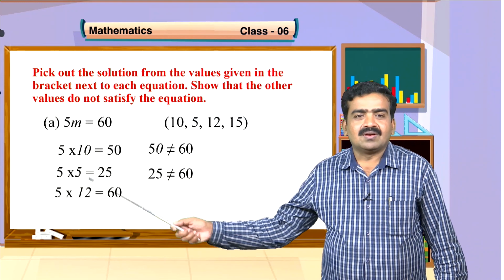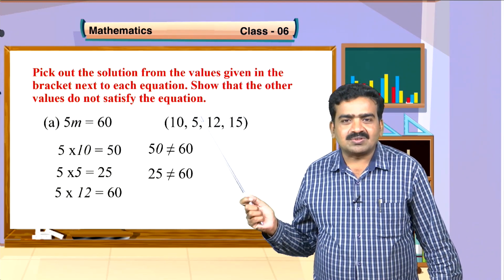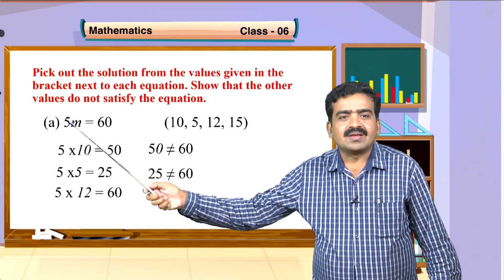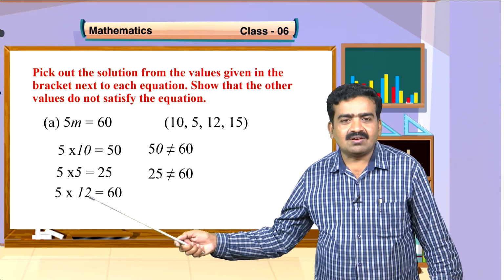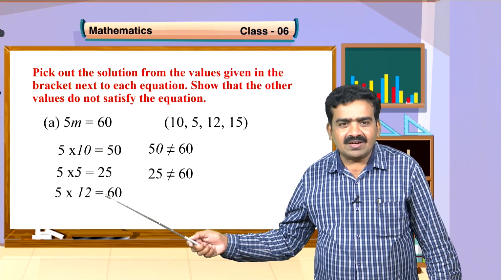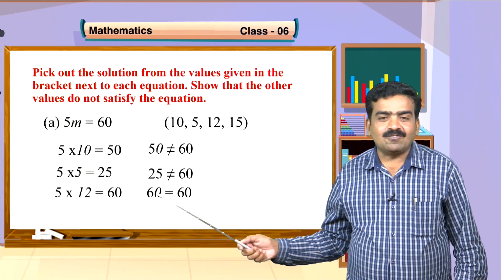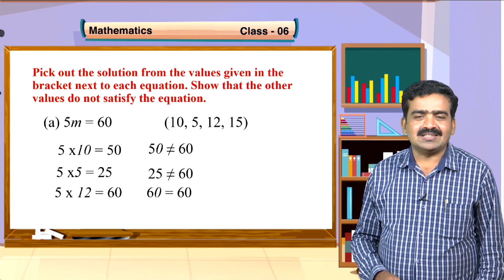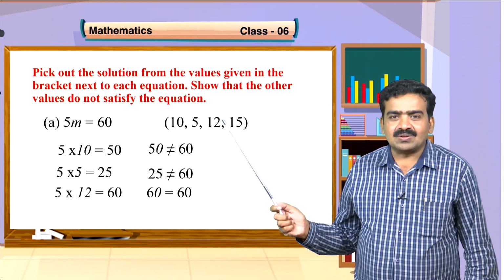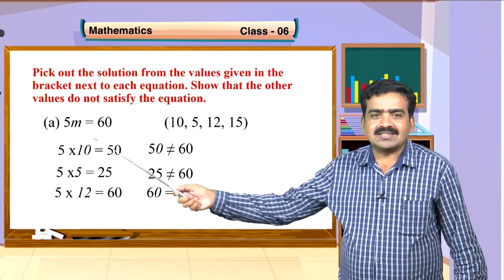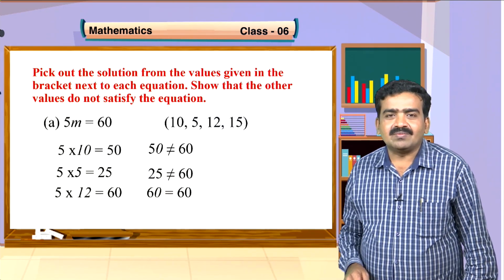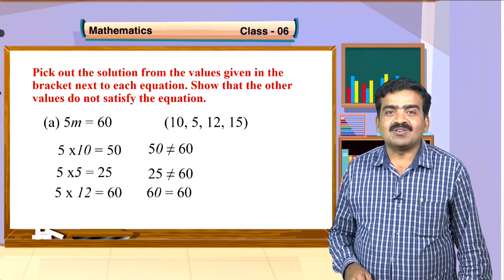Then what about when we substitute 12 in case of m? Yes, we will get 5 into 12 in LHS. 5 into 12 gives us 60. Therefore, 60 is equal to 60. When we substitute 12 in place of m, the equation becomes satisfied. LHS is equal to RHS.